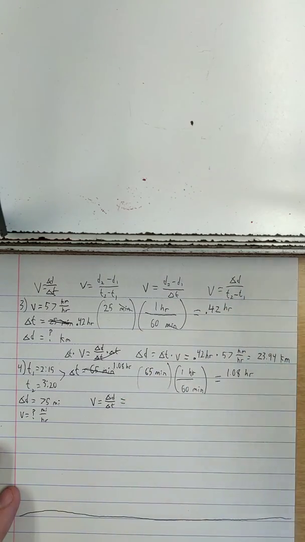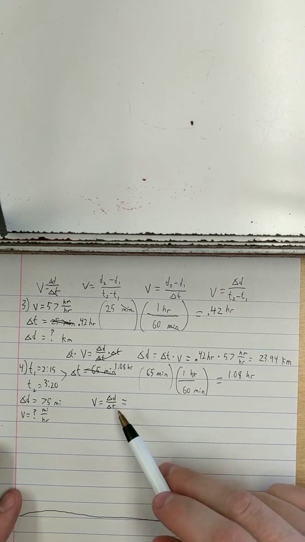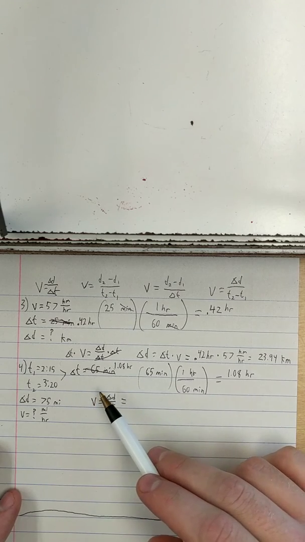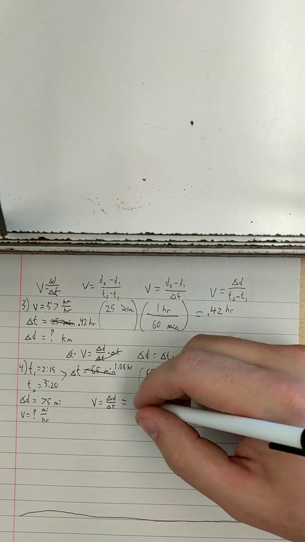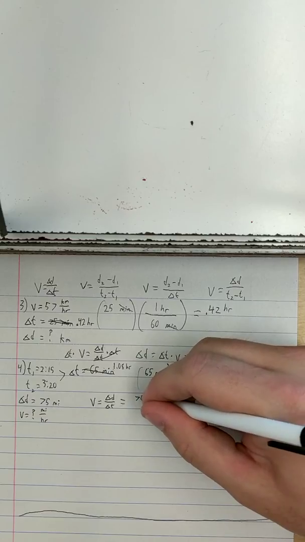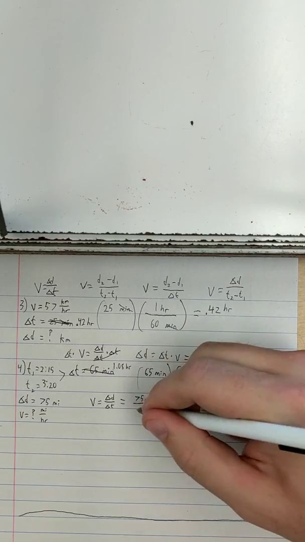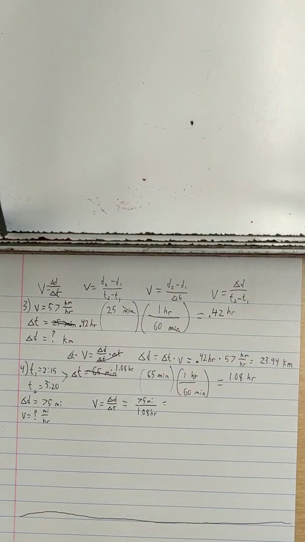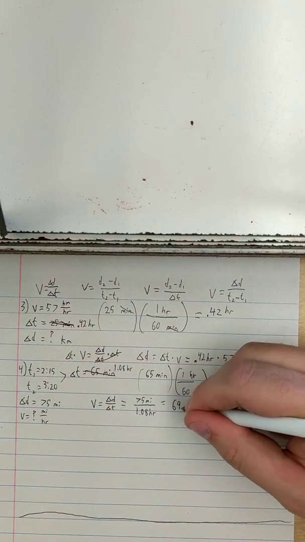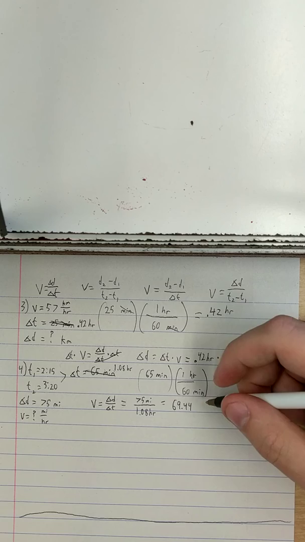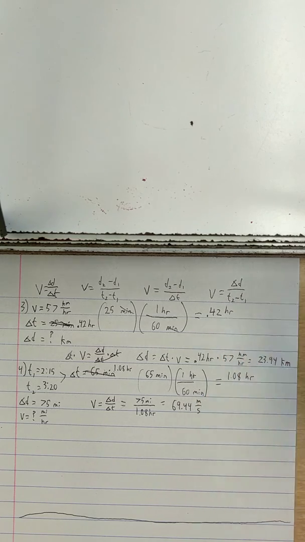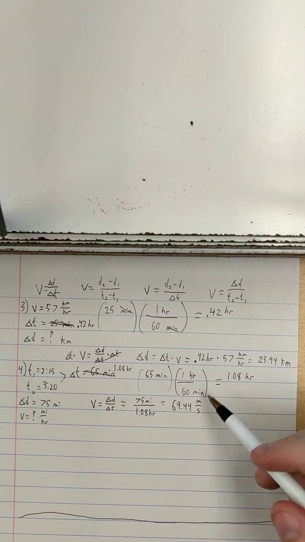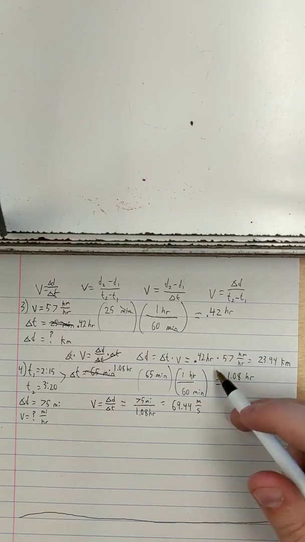I'm going to then plug in the numbers. But still, even if it's just for V, don't just plug in numbers right away. Write what the actual equation is. So delta D is going to be 75 miles divided by 1.08 hours. So when I do that, I'll get a final answer of 69.44 meters per second. Okay, and that is my velocity, my average velocity for the trip.